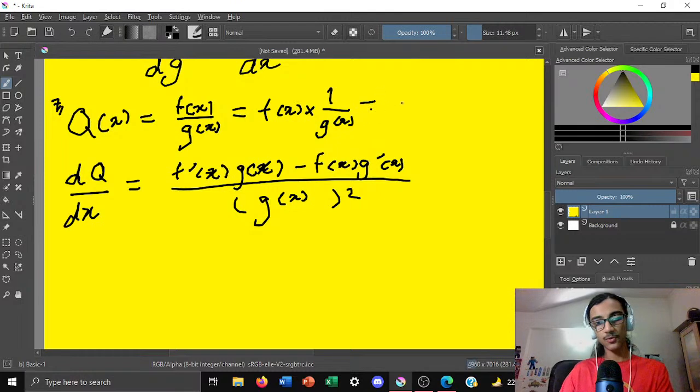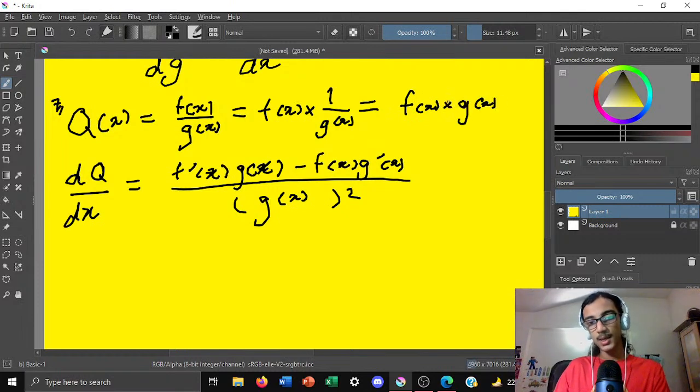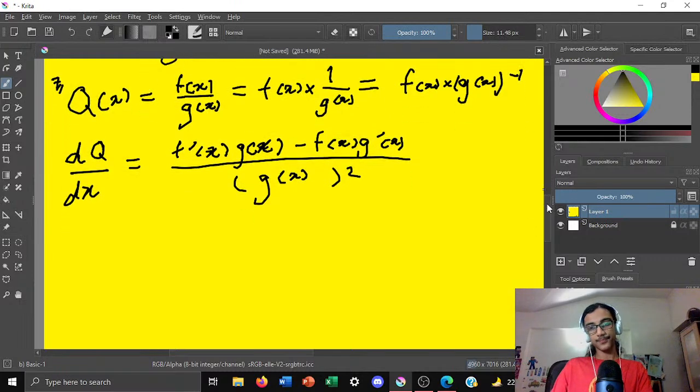Actually, for full completeness' sake, I can show it as f of x into g of x to the power minus 1. It's just a way of rewriting this. Here we've got a power and multiplication and sort of a nested function, so that's why we're going to use the chain rule, product rule and the power rule to prove it. By converting it into this form, we're going to prove it. So let's do it.